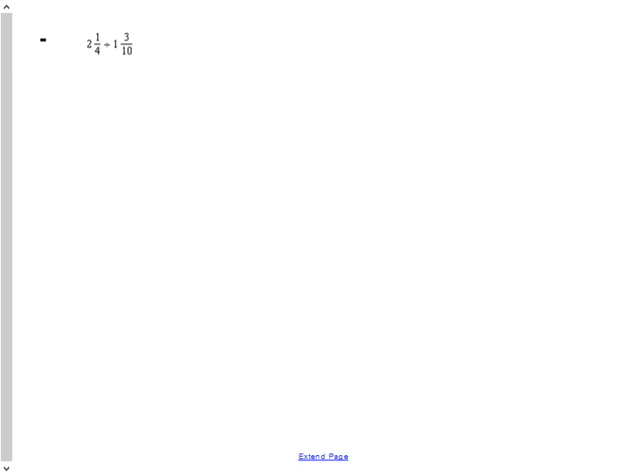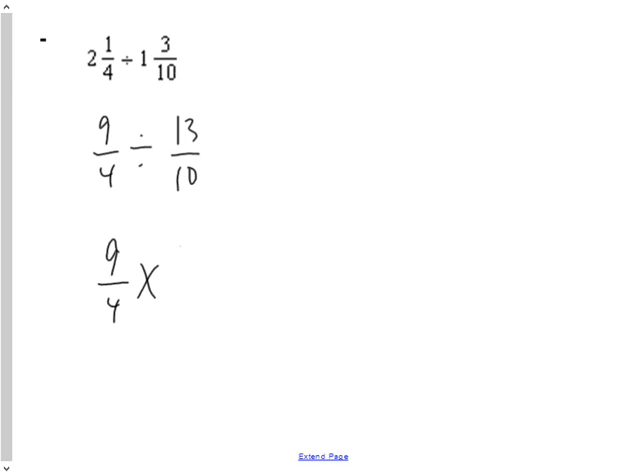Your next question, 2 1/4 divided by 1 3/10. Remember, mixed fractions are the devil's playground. I don't know what the expression is. 2 1/4 will be 9/4 divided by 13/10. Again, keep your first fraction, change to multiplication by the reciprocal.